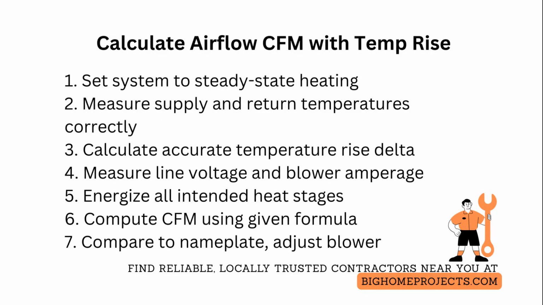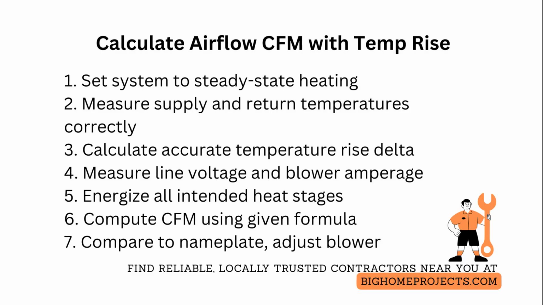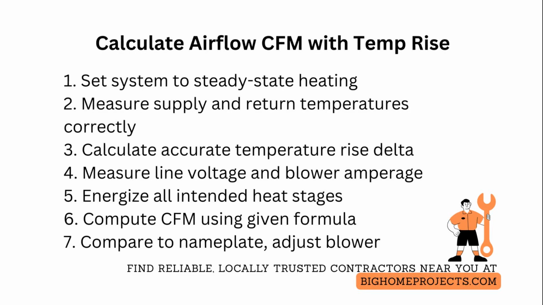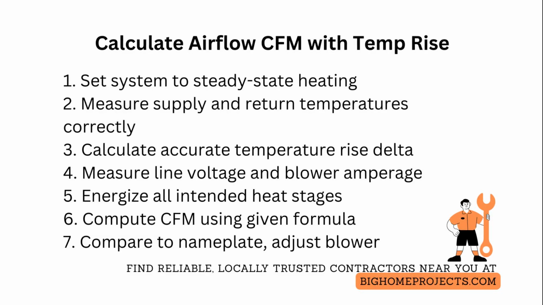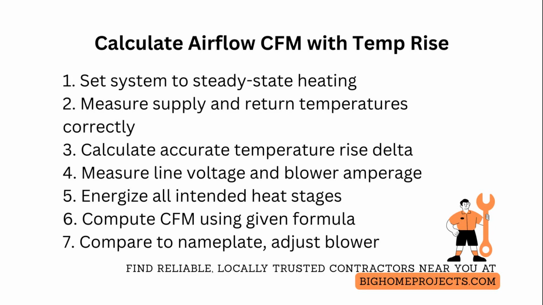Measure line voltage at the equipment lugs and blower amperage with other high-load accessories off so readings reflect the current operating condition. For electric heat strips, make sure all stages you want measured are energized. For gas or oil, the electrical input is still used only as a proxy in this simplified method, so confirm the burner is running clean and steady.